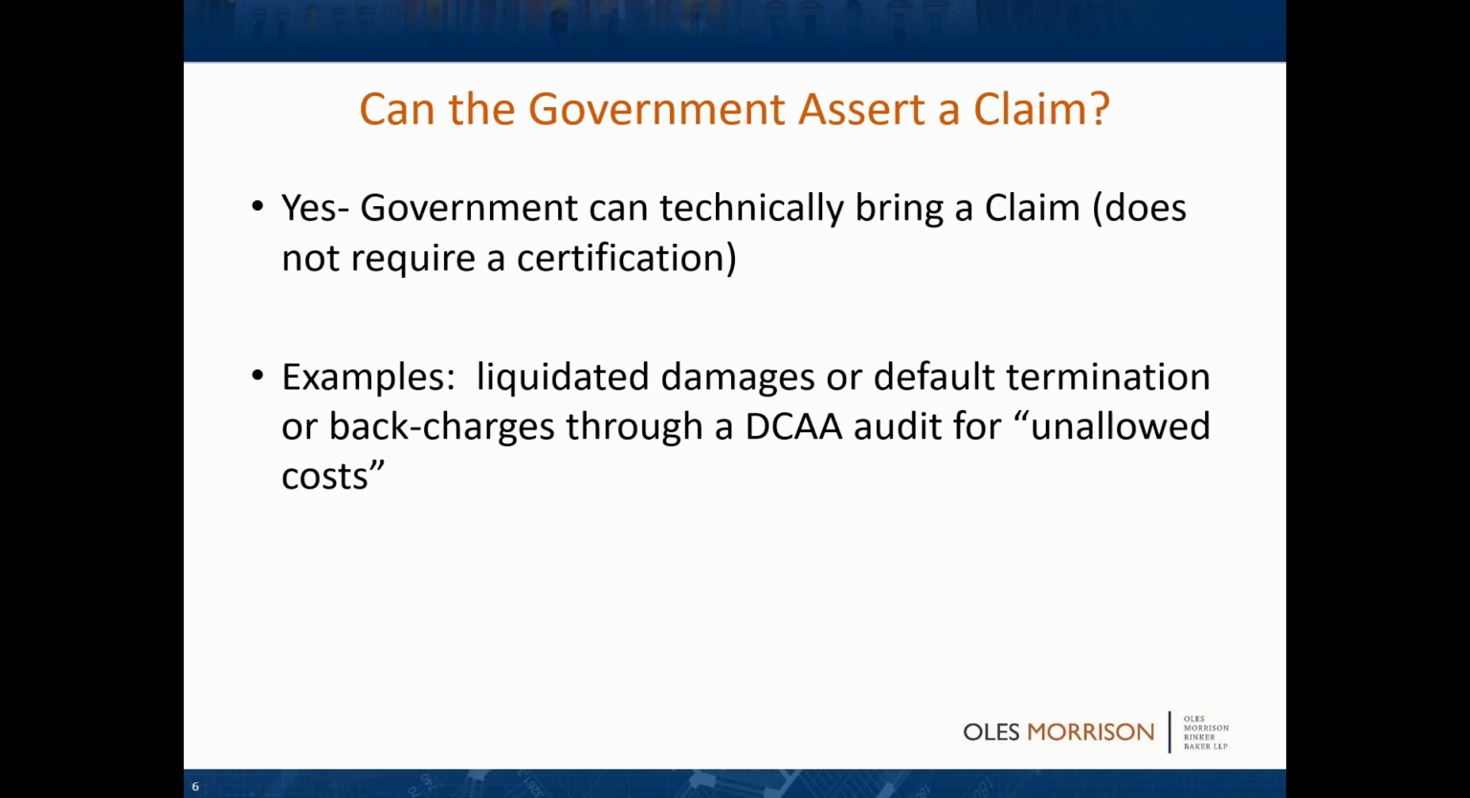Thank you, Howard. All right, can the government assert a claim? Yes, it can. In fact, a termination for default is a government claim, because unless you appeal that termination for default, that final decision, it becomes a claim against you for the government to have you pay the cost to complete the contract. Also, liquidated damages is a government claim. A DCAA audit that finds unallowable costs can be a government claim. So the government can and does submit claims against contractors.